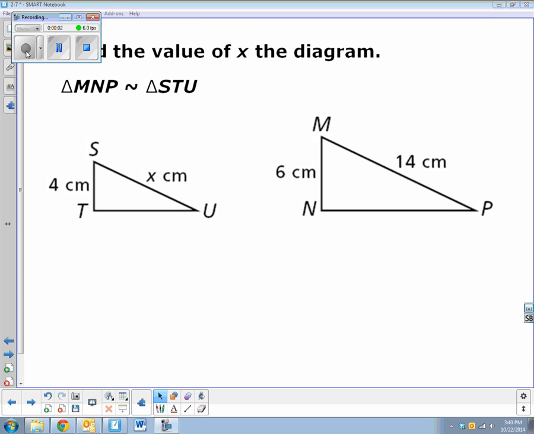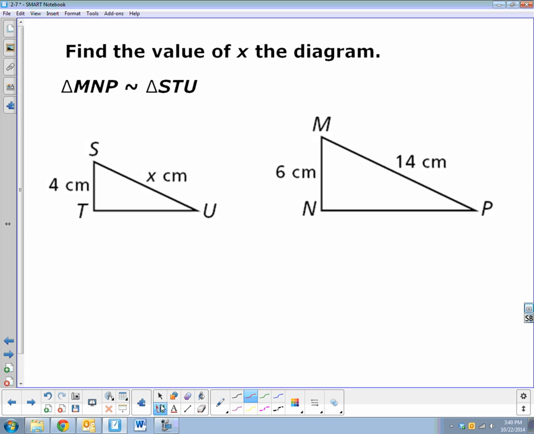All right, so in the last video, we really looked at the notation. In this video, we're going to look at how that works for a problem that you might see. So we're to find the value of x in the diagram. So we've got to figure out how long x is. So of course, the first thing we need to figure out is where is x?